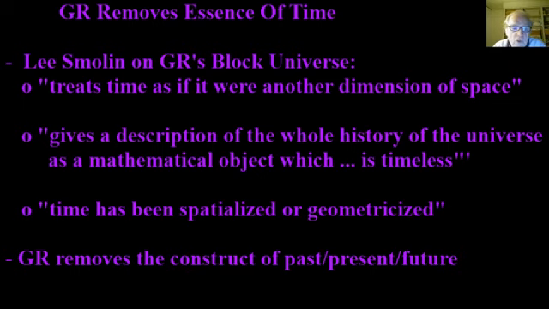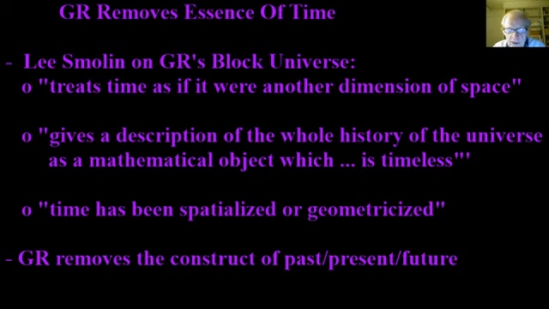These are quotes. General relativity treats time as if it were another dimension of space. Normally we think of time as flowing and having that unique property, but not in general relativity. It's like a static dimension of space. Second point, general relativity gives a description of the whole history of the universe as a mathematical object, which is timeless. Third, in general relativity, time has become spatialized or geometricized, basically a static dimension.